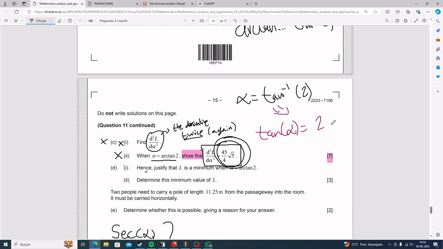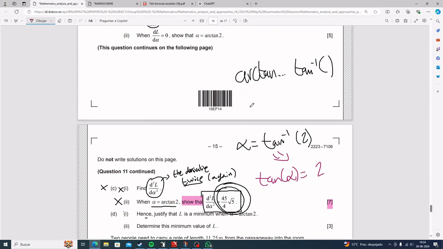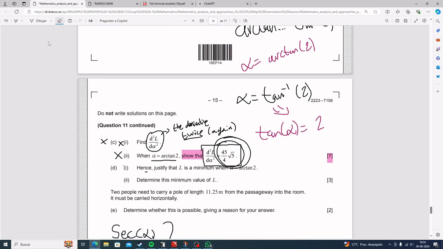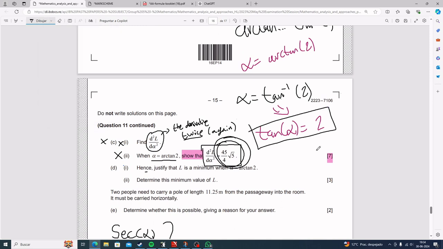So before this, you had tan alpha equals 2. Knowing that alpha equals arctan 2, which is the same as tan inverse, you can apply tan on both sides. I'm sure it works like that because it's an inverse. And you end up figuring out that tan alpha equals 2. That's the big thing that's happening.